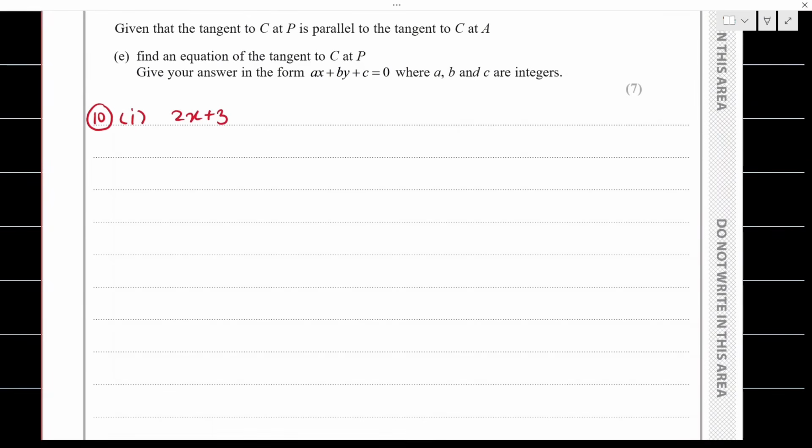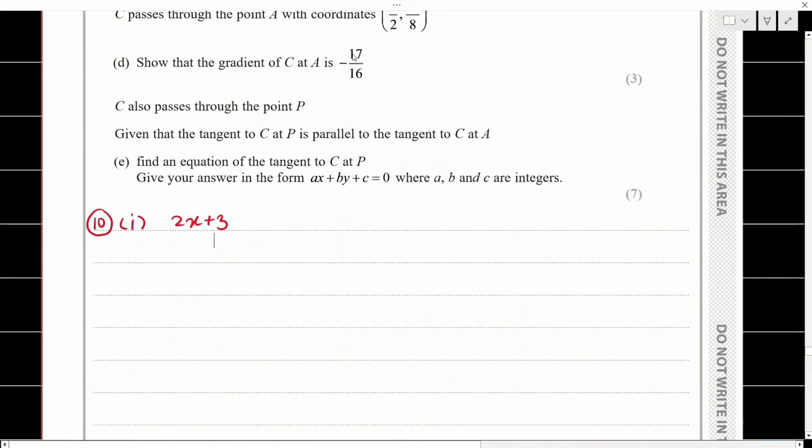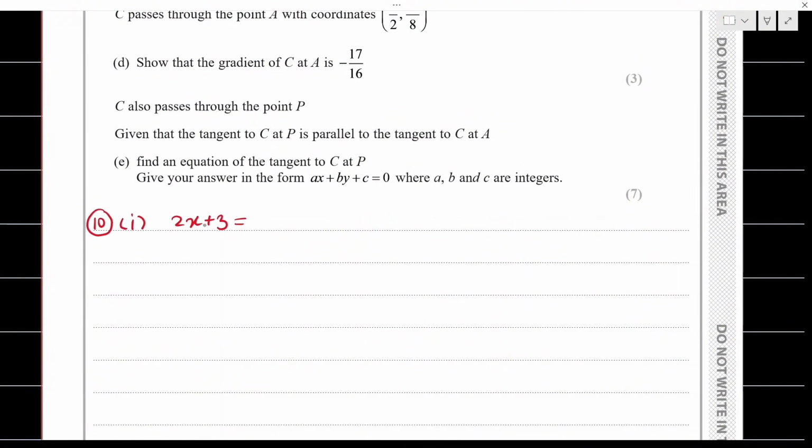The denominator in our expression is 2x plus 3. The expression in the bottom part of the fraction is 2x plus 3. So if we find the value of x for which this expression is equal to 0, we will find the vertical asymptote, the asymptote that is parallel to the y-axis. So from this we get x equals minus 3/2. So x equals minus 3/2 is our vertical asymptote.